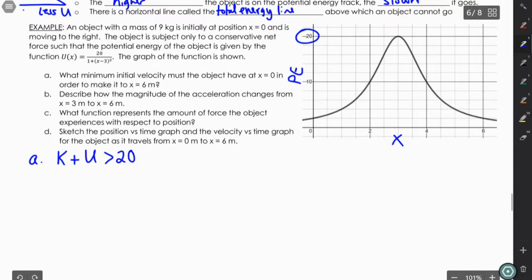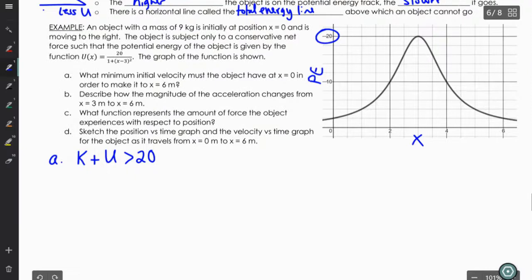All right, and so that has to be greater than 20. That has to be greater than 20 joules, right, to get from 0 to... it should be greater than or equal to 20, right? Because up here that means it'd be 0 velocity, which means it would make it, but it may not carry off to the other side, right?